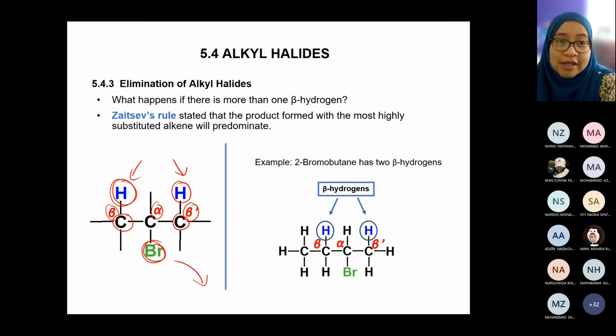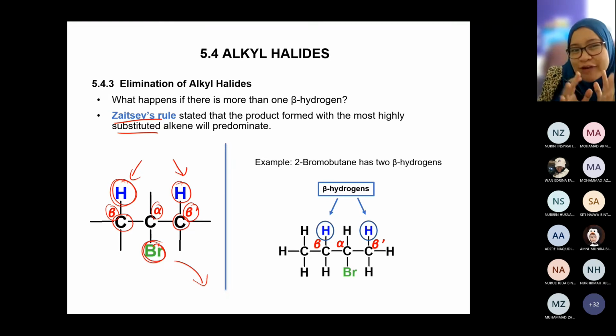So your second and final rule is known as Zaitsev rule. So far kita ada dua je rule kita. Markovnikov and Zaitsev rule. Okay, so based on Zaitsev, stated that the product formed with the most highly substituted alkene will predominate. Dia punya concept tu is almost the same tau as Markovnikov. Lebih kurang sama je. Dia punya preference tu, dia akan prefer dekat kawasan yang kurang hidrogen. Sama, tapi produk dia berbeza.